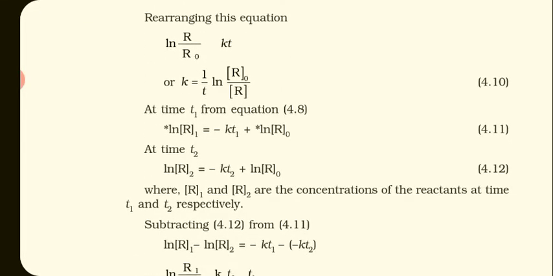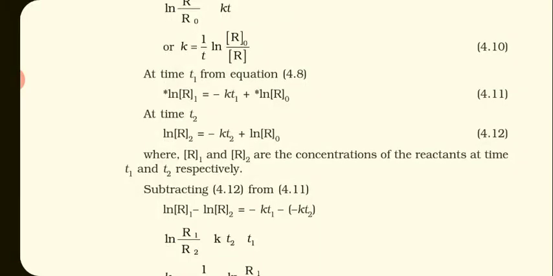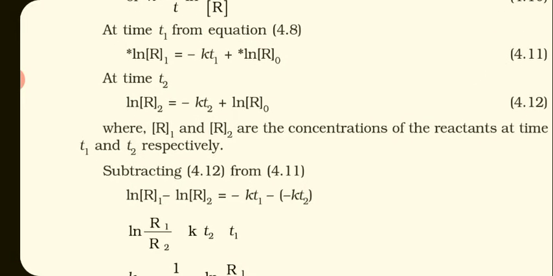Rearranging this equation we get natural log R upon R0 is equal to minus kt, or k becomes 1 upon t, natural log R0 upon R. At time t1, equation 4.8 becomes 4.11, and at time t2, equation 4.8 becomes 4.12, where R1 and R2 are the concentrations of the reactant at time t1 and t2 respectively.